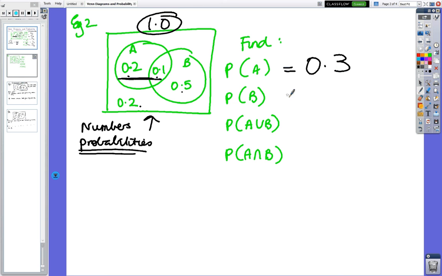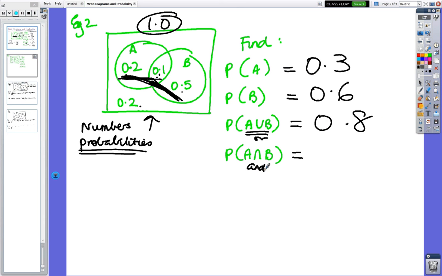So can you have a go at those 3 and see how you go? Okay, we're back. B is 0.6. A or B is all the numbers inside the circles, so 0.2, 0.3, 0.5 is 0.8. And this is AND. AND is the overlap, which is 0.1. So we're done. Copy that and come across. So rather than having numbers, you can have probabilities.